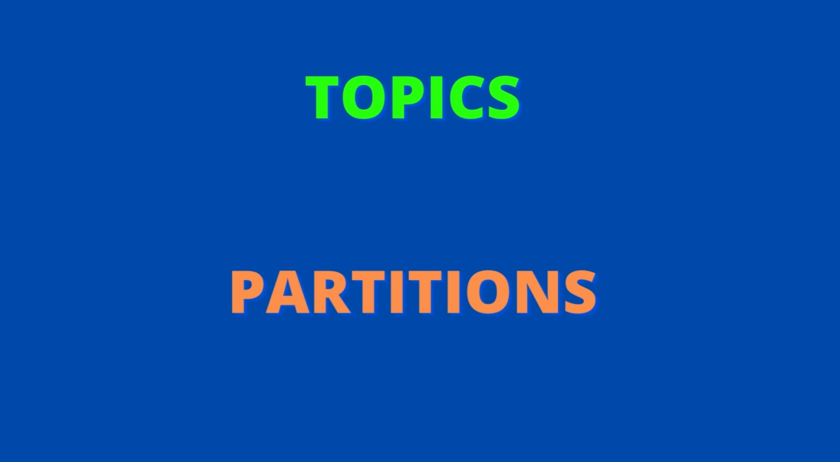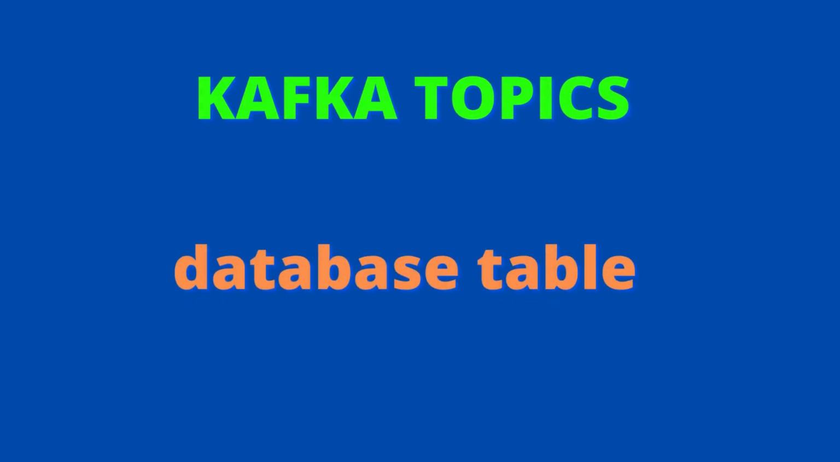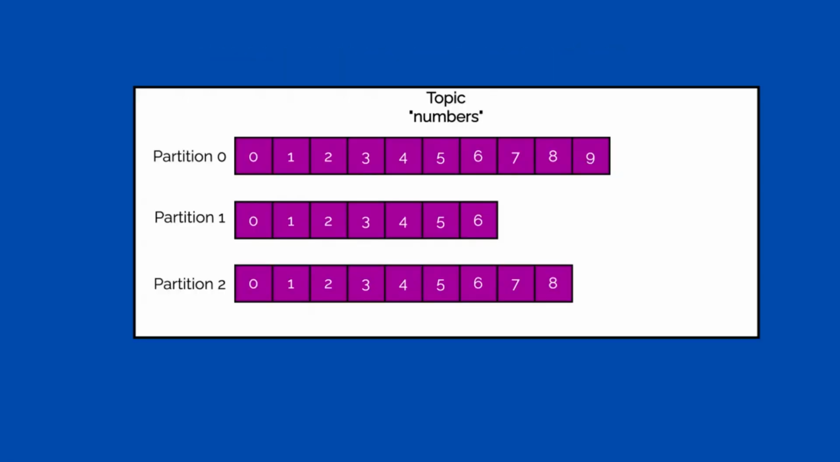Let us look at them one by one. Kafka topics can be compared to a database table or a folder in a file system. Basically, every message in Kafka is categorized into a particular topic. Topics are also made up of multiple partitions. Check out this illustration where we have a topic named numbers containing 3 partitions. When we send a message to a Kafka topic, it is appended to a partition. Since the messages are always appended, they can be read in order from beginning to end.